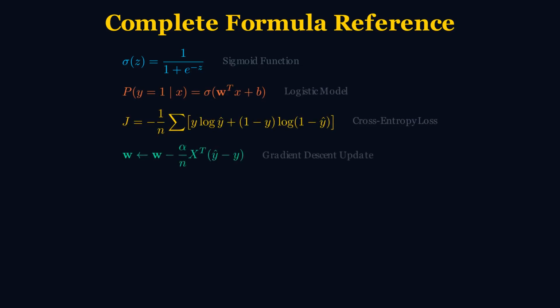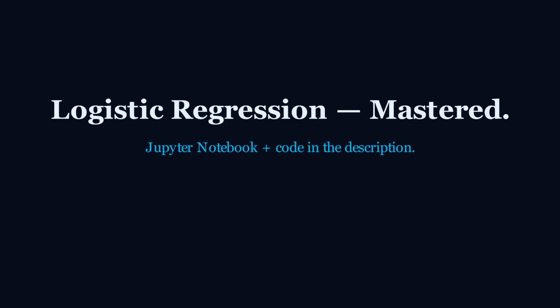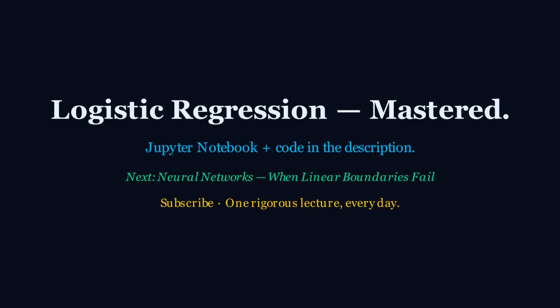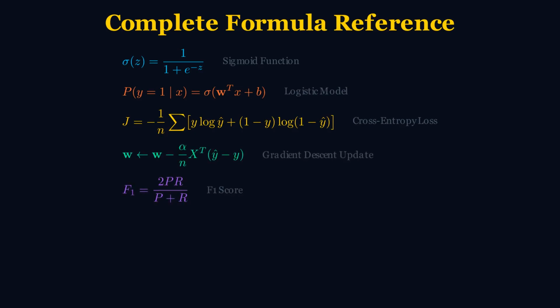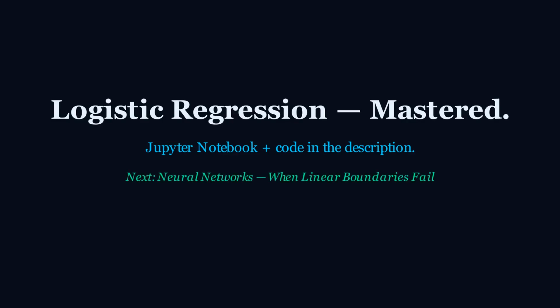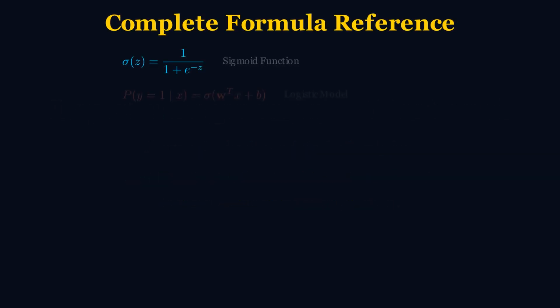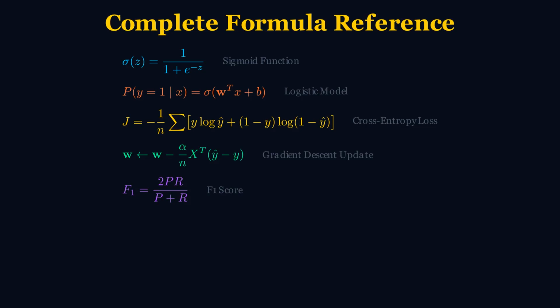Logistic regression. From first principles to production. Today you derived and implemented everything. The sigmoid function squashing to 0 and 1. The logistic model probability output from a linear combination. Binary cross-entropy loss, the mathematically correct cost function. Maximum likelihood estimation, the statistical foundation. Gradient descent, finding the optimal weights.